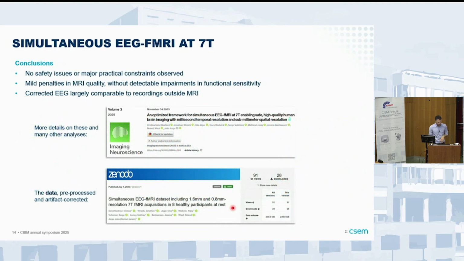So if you're interested in this, we've comprehensively described that in work that is now published in Imaging Neuroscience. And the data set is available as well on Zenodo. So if you're not so interested in all these quality aspects, but you'd like to apply your methods of functional analysis, connectivity, and so on, the data is there pretty much ready for that use, so already pre-processed and corrected for these artifacts. So you can right away apply your analysis if you're interested.